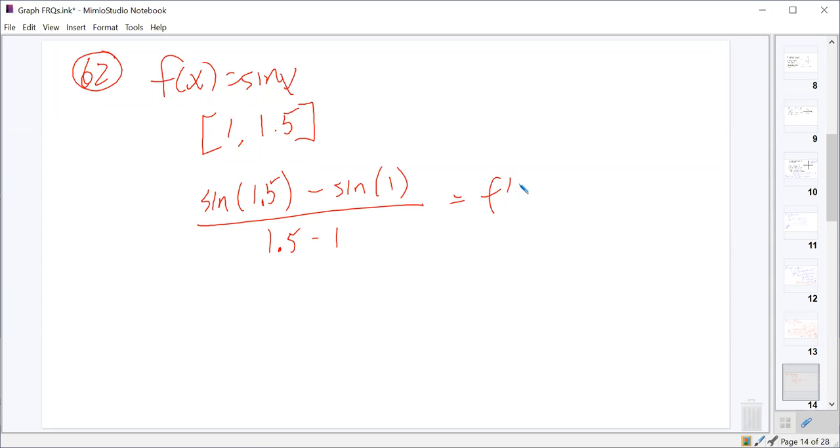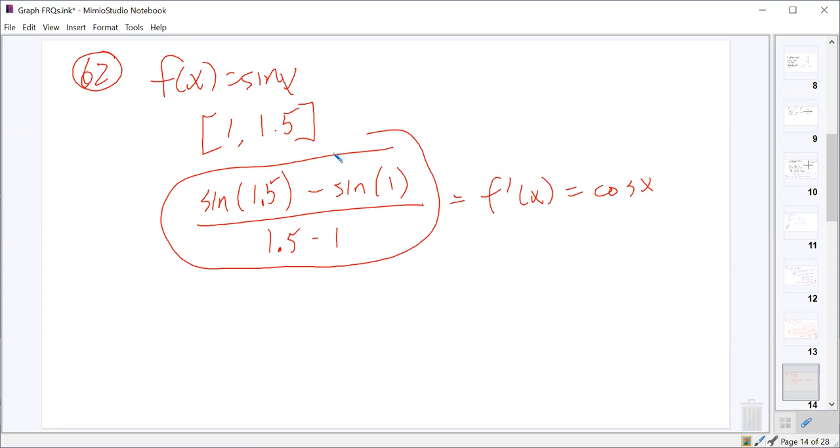So that should be equal to f prime of x, or cosine x. So this is just some number that you can get from your calculator. Set that number equal to cosine x on your graphing calculator. Just graph y equals this and y equals cosine x and see where they intersect between 1 and 1.5. And I don't remember what the answer was offhand.